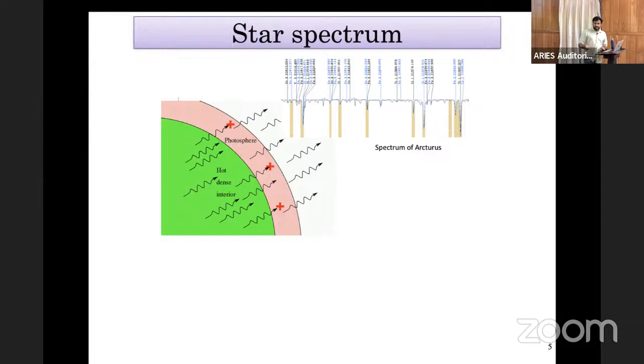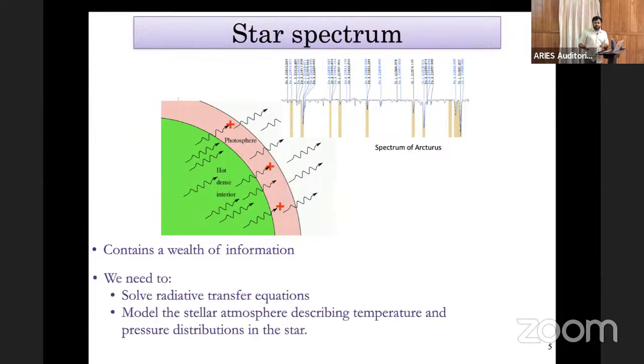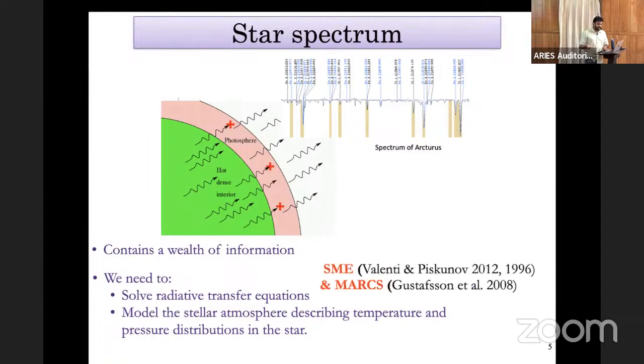And thus, the spectrum of a star consists of a lot of individual lines which correspond to different elements as well as molecules, etc. And thus, it contains a wealth of information about the chemistry of these particular stars. And we need to solve the radiative transfer equations as well as model the stellar atmosphere, describing the temperature and pressure distribution in the star, so that we can synthesize the spectra and compare it with observed spectra in order to estimate the parameters of the star, including the effective temperature, surface gravity, and chemical compositions.